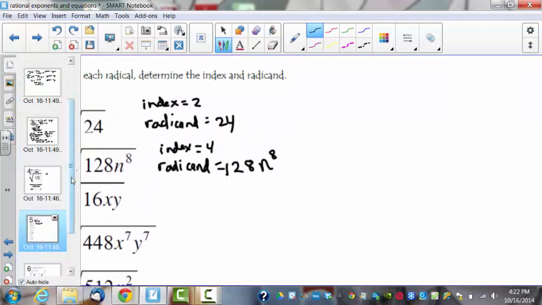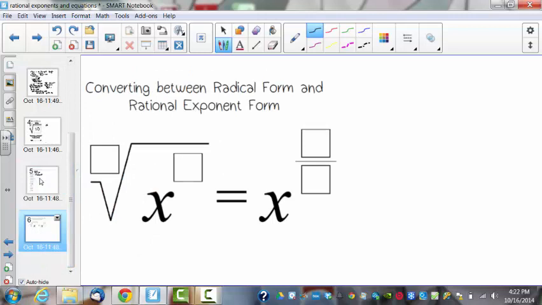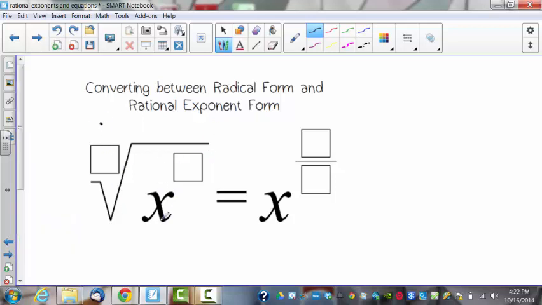Then let's go to the next handout, which is also going to go in your interactive notebook. And this is converting between radical form and rational exponent form. So here the radicand is x, but x is going to have an exponent. So I'm going to write an e for the exponent, and I'm going to write an I for the index. So let's go ahead and write down, this is the index. And then here, the radicand happens to also have an exponent.